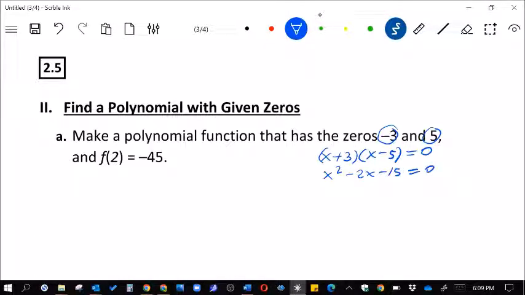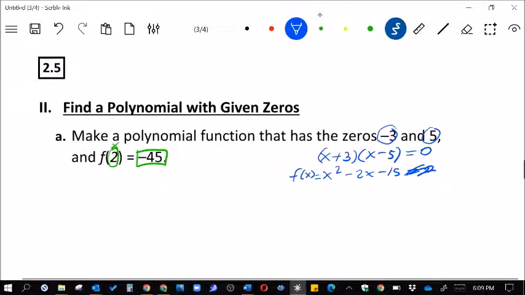So that would be a function. And we could even say the function of x is that. However, we are also given this information, that when x is 2, the result is -45, that the function is -45. So what we have to do is to account for that.